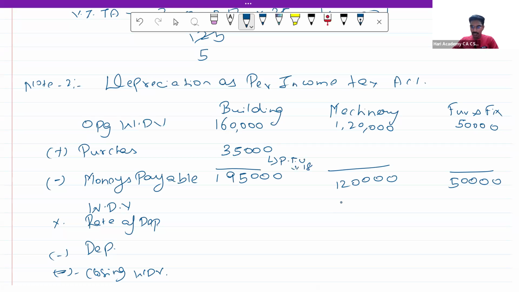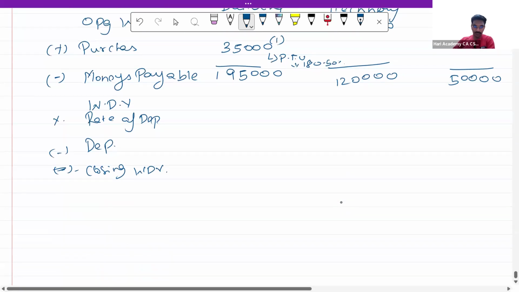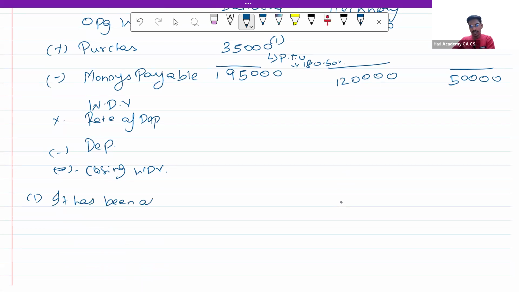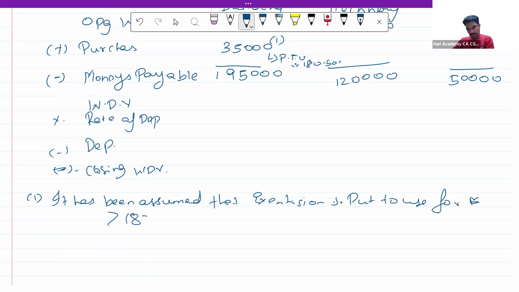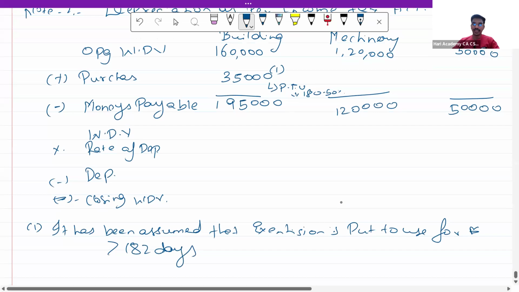As you all know, if the purchase is put to use for less than 180 days, only 50% is allowable. But in this case, we are making an assumption. If the date of purchase is not given, you make an assumption. And the easier assumption to make is that the extension is put to use for more than 180 days, 182 days. Okay. So in this case, there is no problem. So we can charge the rate at full.